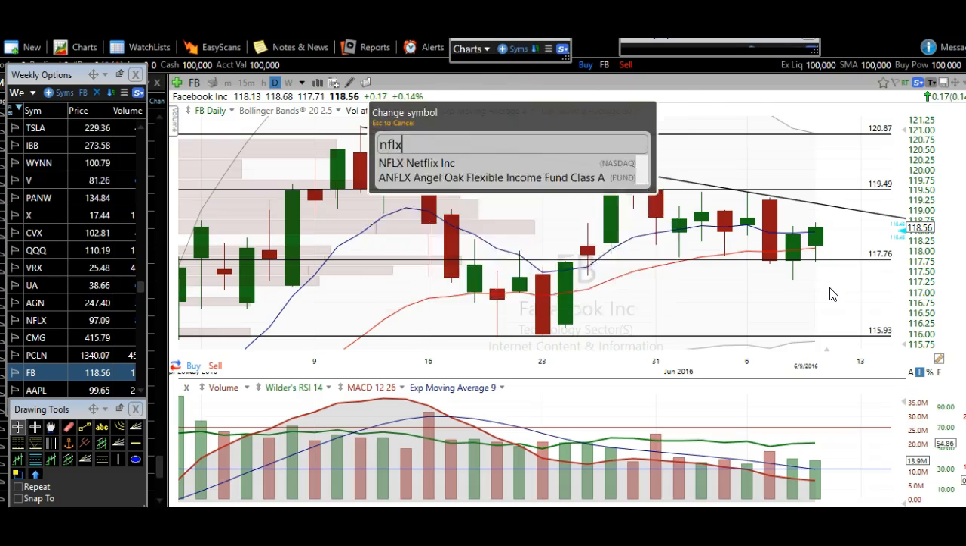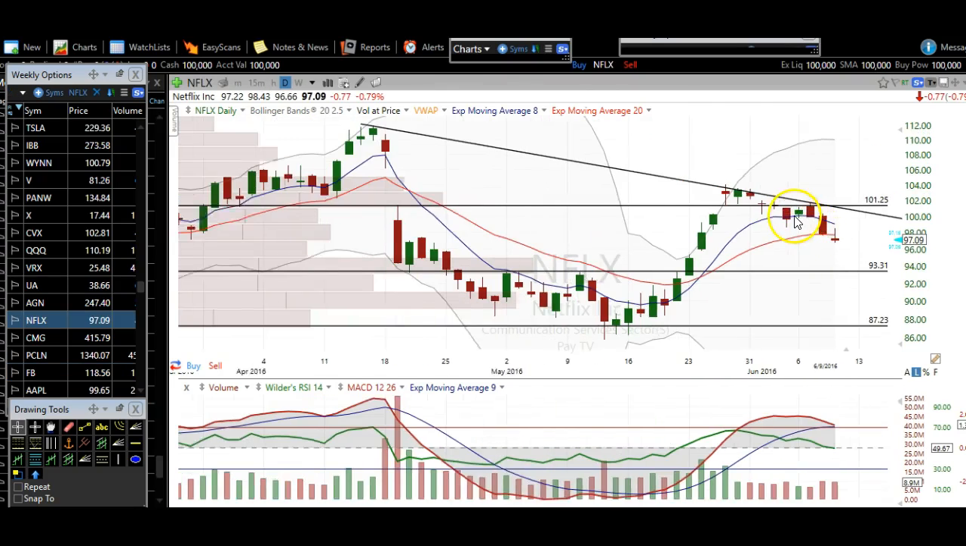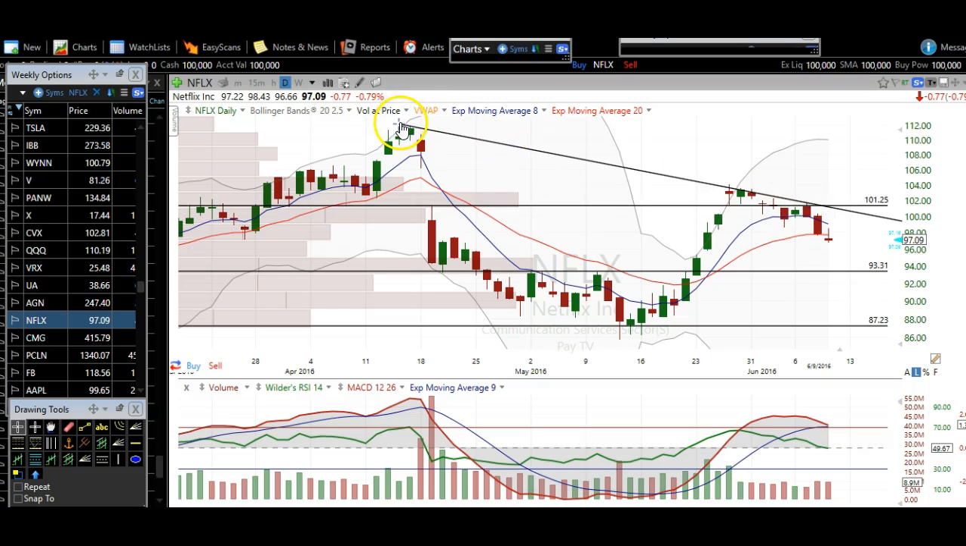Next, I want to be covering Netflix. Netflix right here, we've got a downtrend line from these highs over here, and we've got several touches right here. So that level is going to be resistance. Support is going to be right down here around 93. The first touch likely gets at least a short-term bounce below that level. If we break, the support is right around $87 from these candles right here.